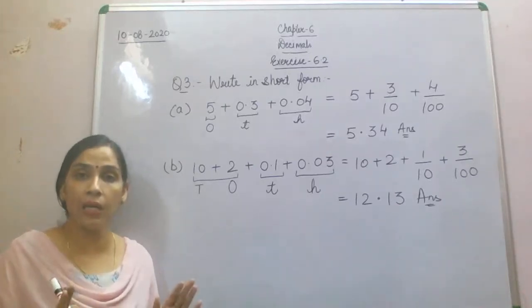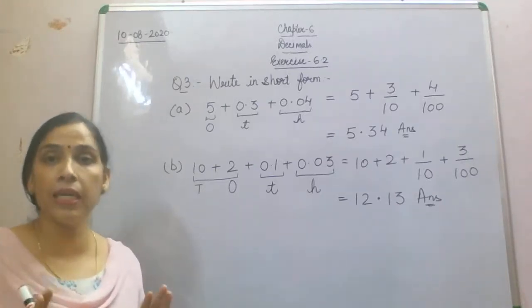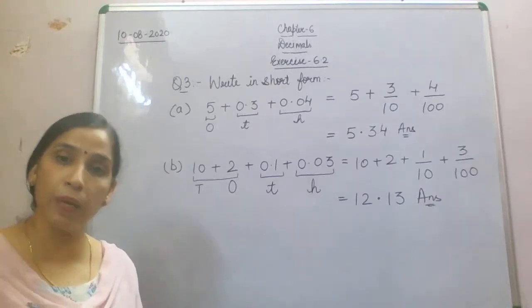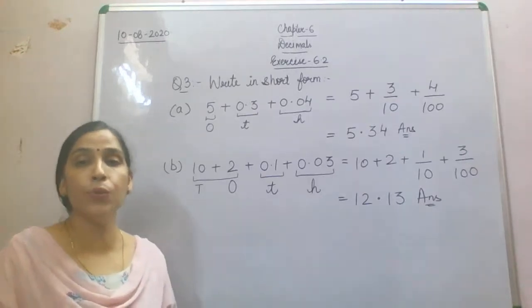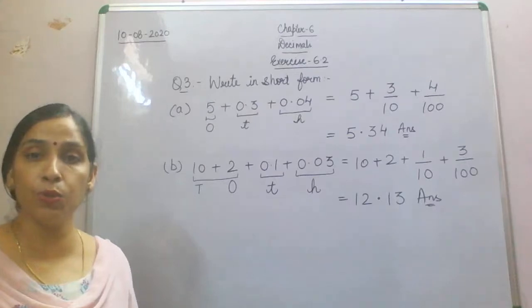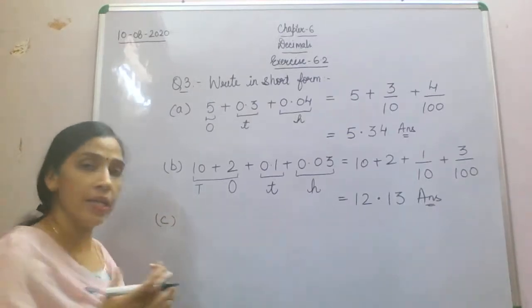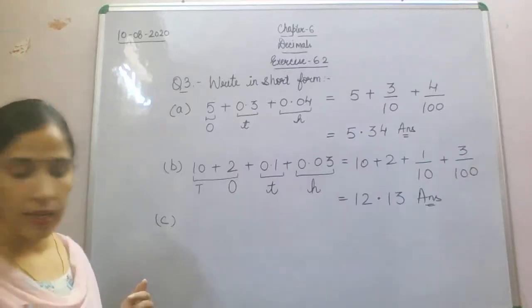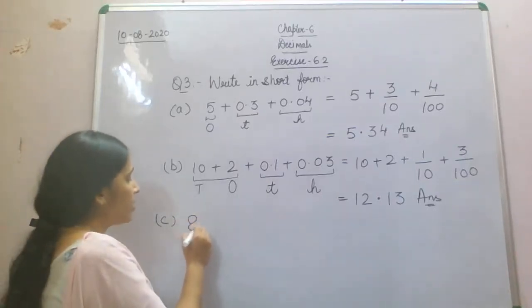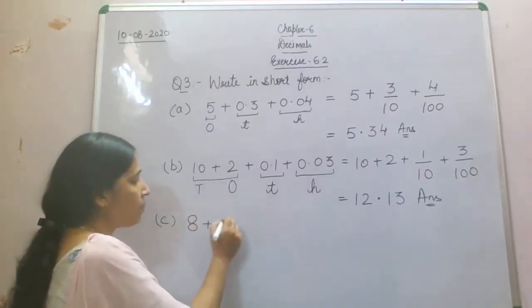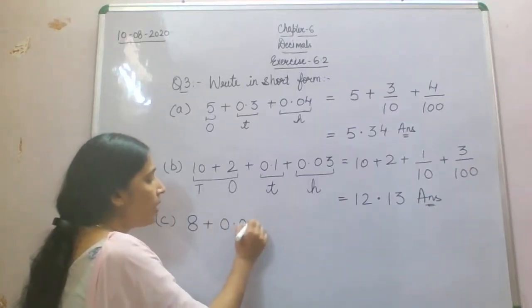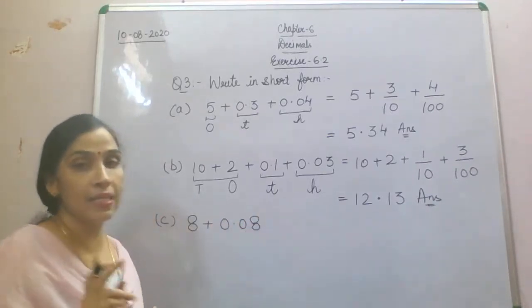Now we'll start with C part, which is again a question given in expanded form and you are supposed to write it into short form. So children, let's start that C part. Now C part is quite interesting. You have been given a whole number part and only one decimal part.